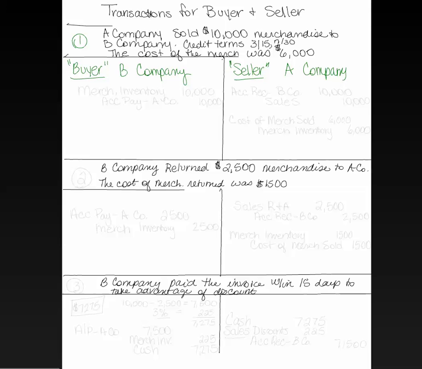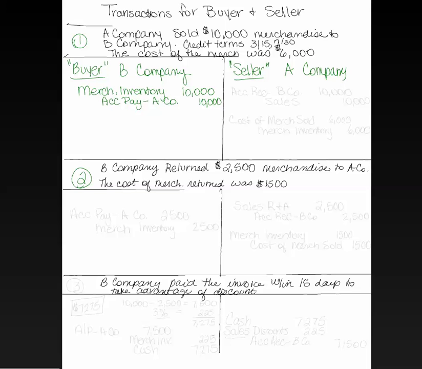So first of all, B company buys merchandise. So when we purchase merchandise, our debit is to merchandise inventory, and our credit is to accounts payable, A company, because we owe A company money. And the amount of the purchase is $10,000.